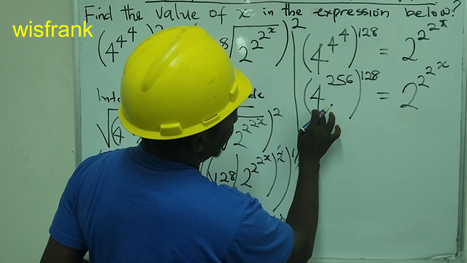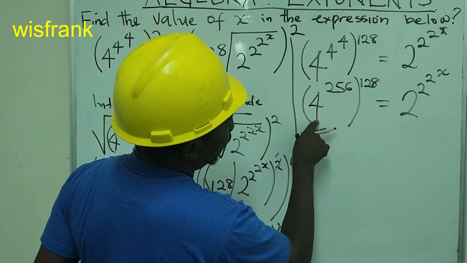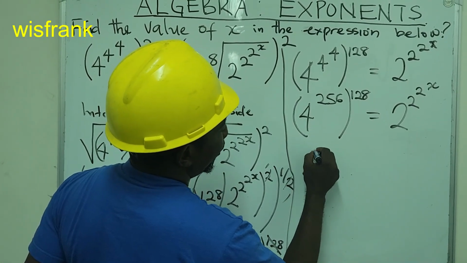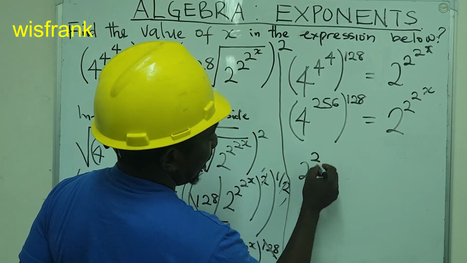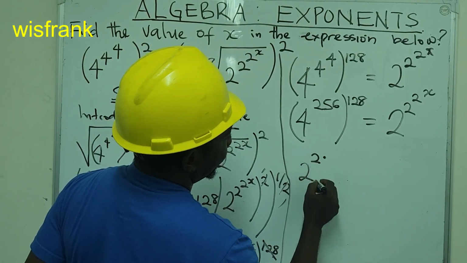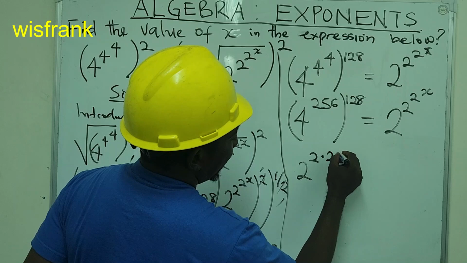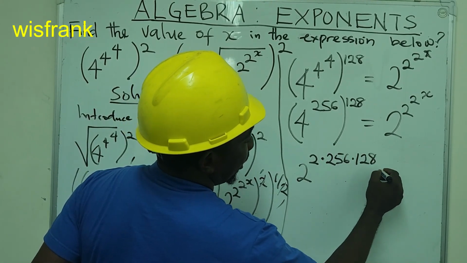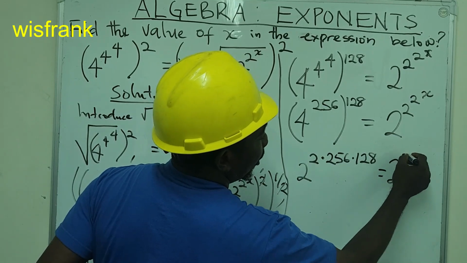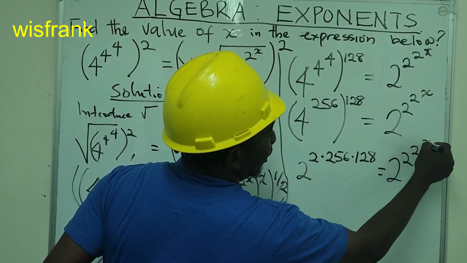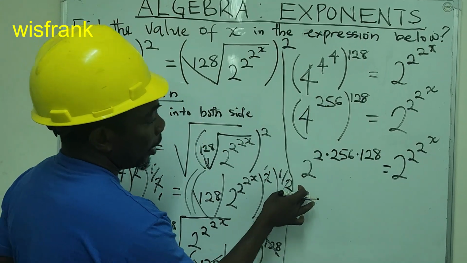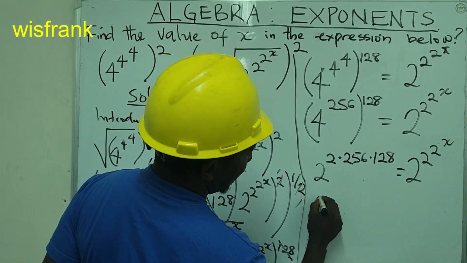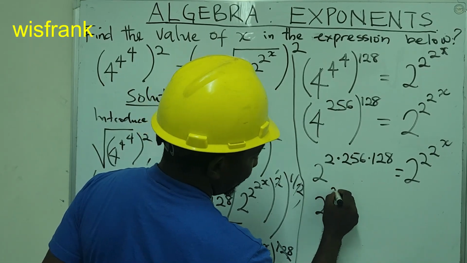We have 4 here. We break this 4 down to have the same base with these two. So we have 2 raised to the power of 2 times 256 times 128 equals 2 raised to the power of 2 raised to the power of 2 raised to the power of x. So here we can see how we break it down to 2 raised to the power of 2.